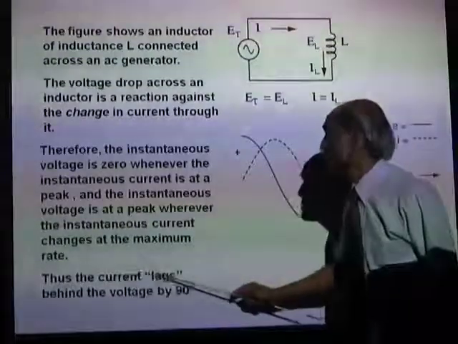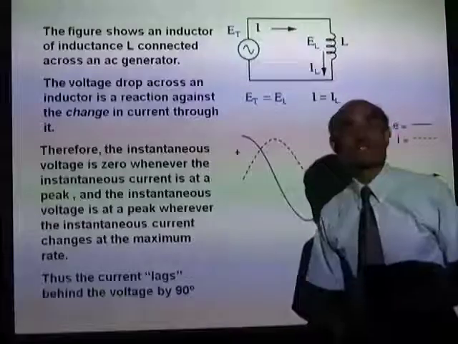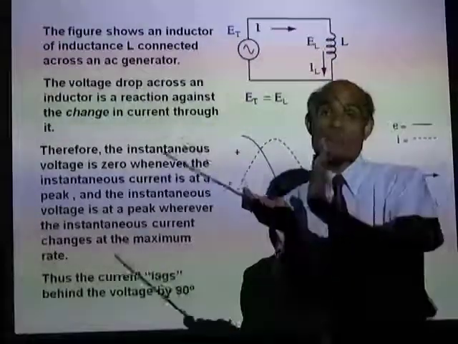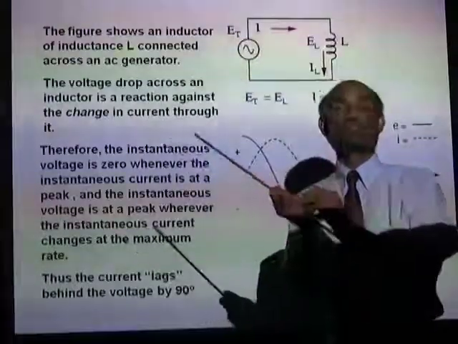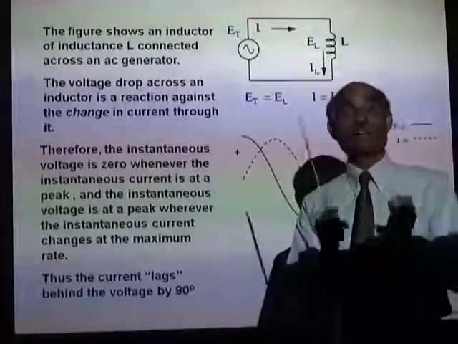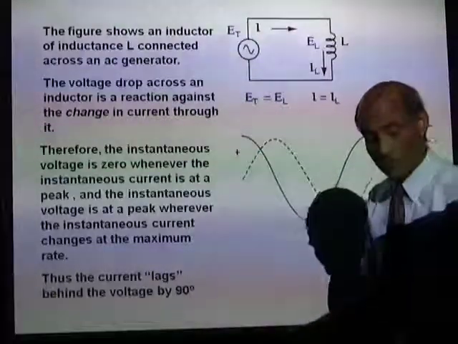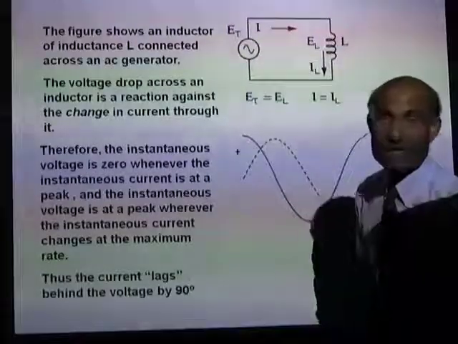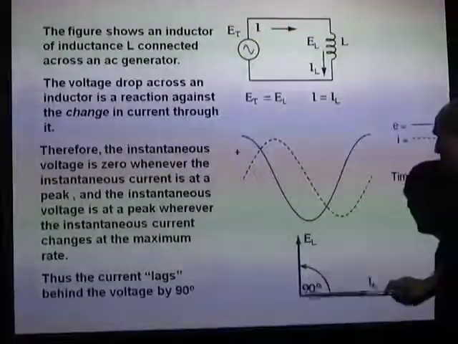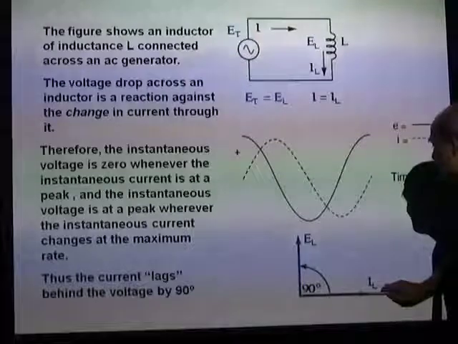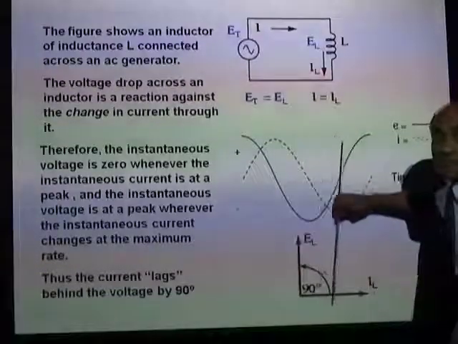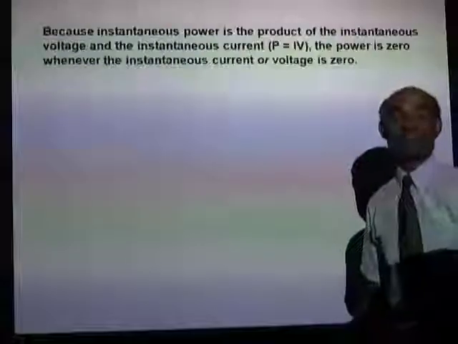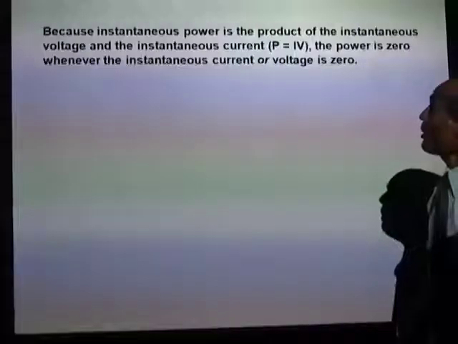Thus, the current lags behind the voltage by 90 degrees. Now, if you notice, in the case of the capacitor, the current was leading the voltage by 90 degrees. In the case of the inductor, the current lags behind the voltage by 90 degrees. Voltage leads current by 90 degrees. So, in the diagram, if this is the current, that will be the EMF. The EMF or the voltage leads the current by 90 degrees.